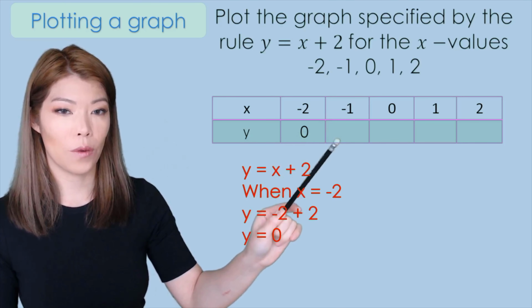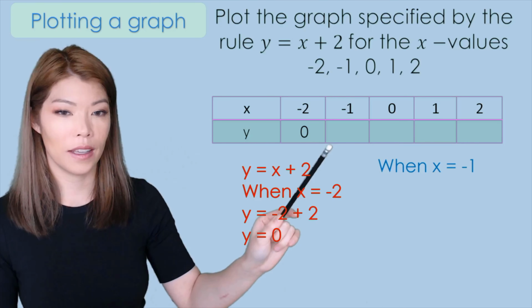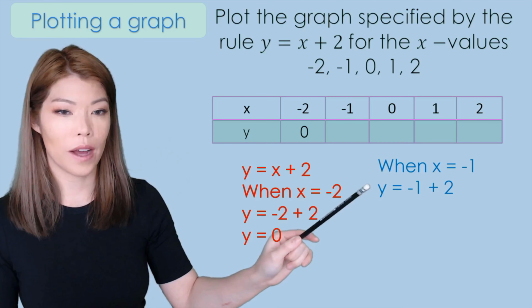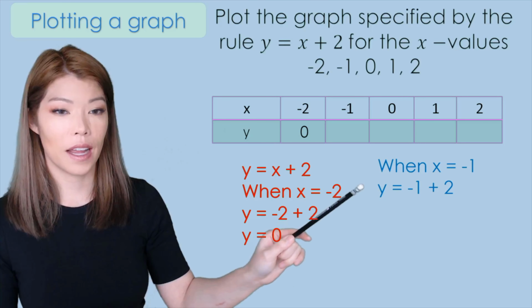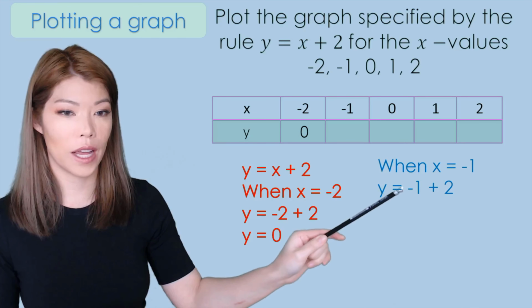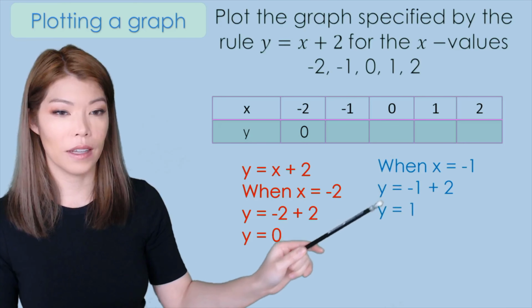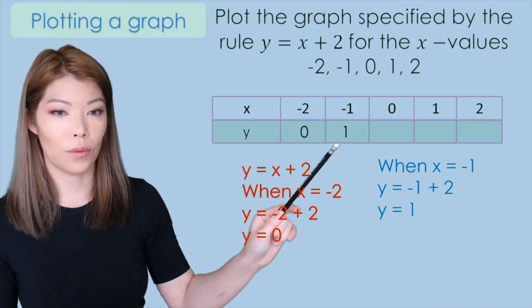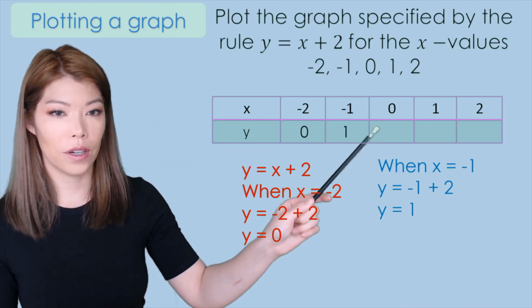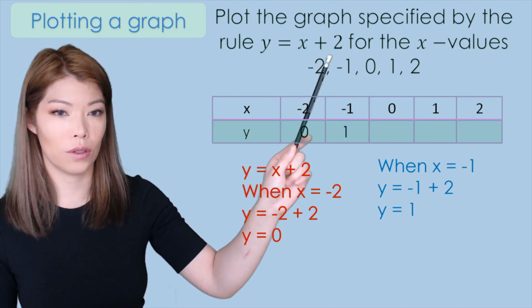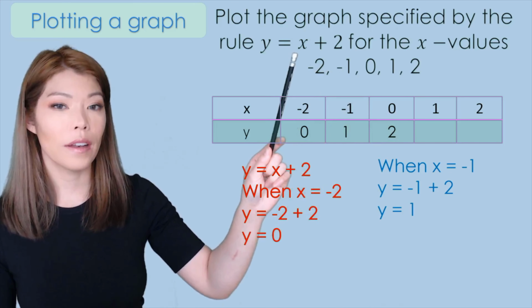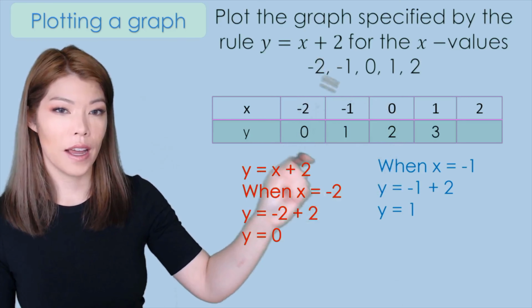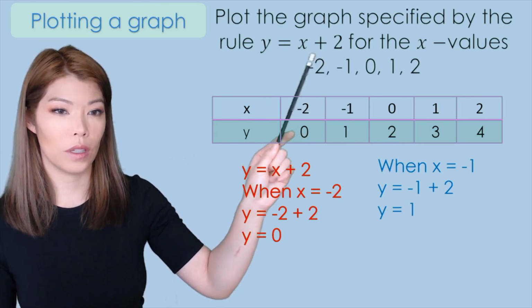Now we have to find what y is when x is -1. So when x is -1, y is, using that equation again, -1 plus 2. So we substitute the x as -1 and we obtain 1. So put 1 there. Then we would do it for 0. So 0 into that equation plus 2 is just 2. We'll do it for 1. 1 plus 2 is just 3. And do it for 2. 2 plus 2 is 4.